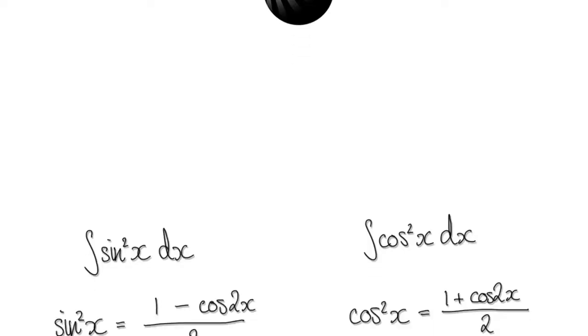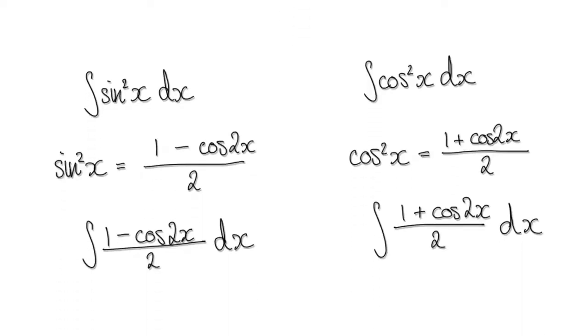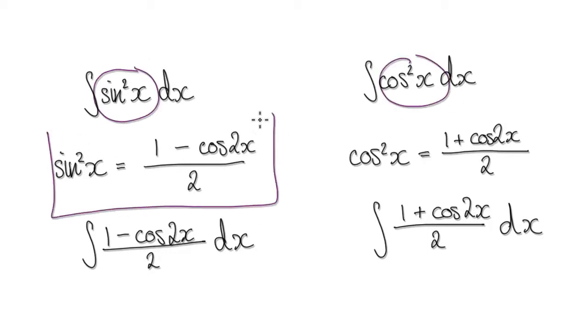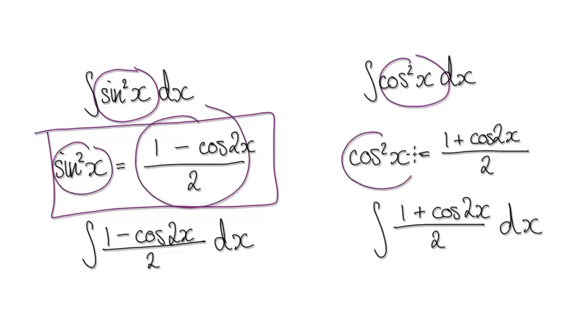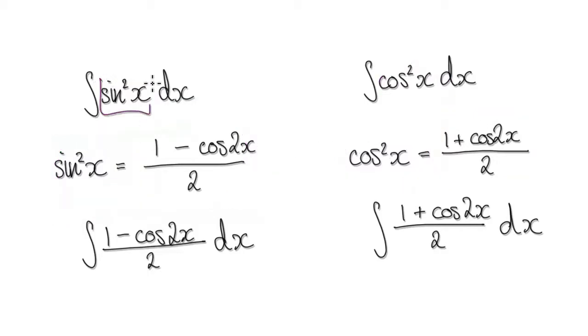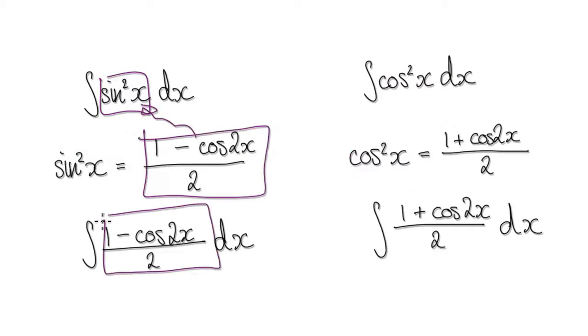In order for you to integrate sine squared of x or cos squared of x, you need to make use of these identities. Sine squared equals this thing, cos squared equals this thing. So for you to integrate sine squared of x, you would put this into here. So it really boils down to you integrating this, which is easier than integrating this.